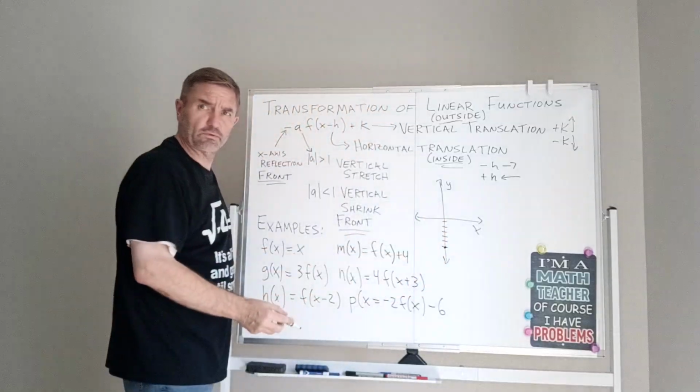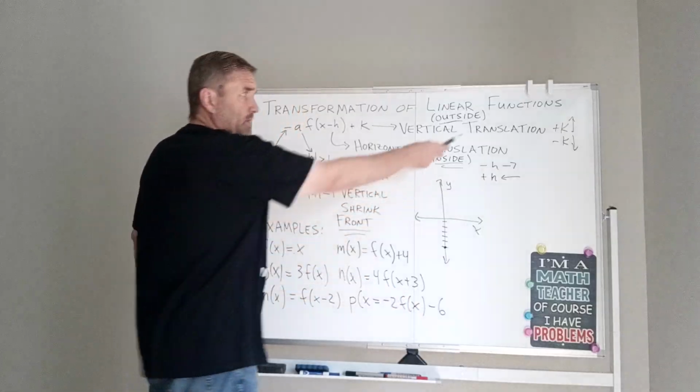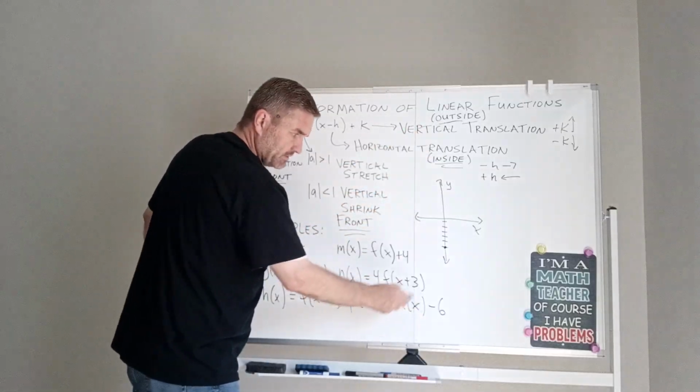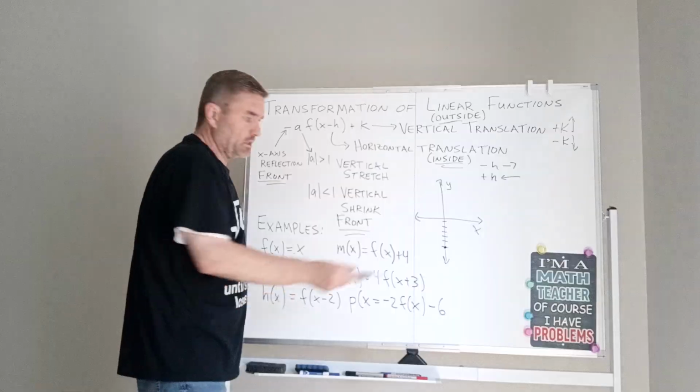There's my down 6. Why down 6? Because that's a -6. Remember, this is outside. See how it's outside the function compared to the inside? Okay, you need to memorize that.